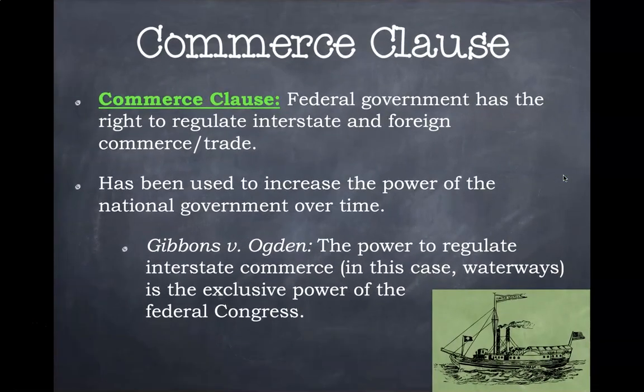So, we have the Commerce Clause. The Commerce Clause provides the federal government has the right to regulate interstate and foreign commerce and trade. It has been used to increase the power of national government over time, and it was made clear in the Supreme Court case Gibbons versus Ogden. And in this court case, the Supreme Court ruled that the power to regulate interstate commerce, in this case the waterways, is the exclusive power of the federal government, because the waterways are not owned by a particular state. So that is why they declared that the federal government had the power to regulate.